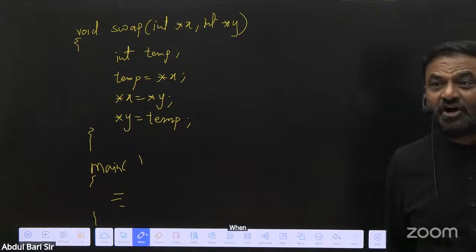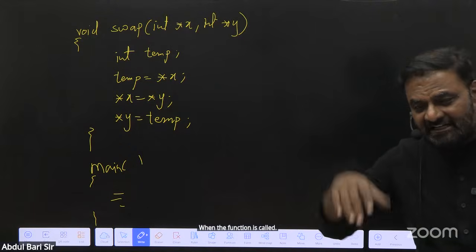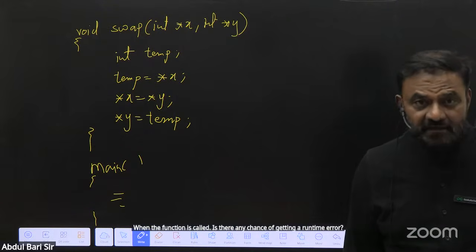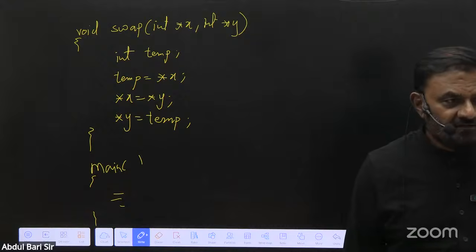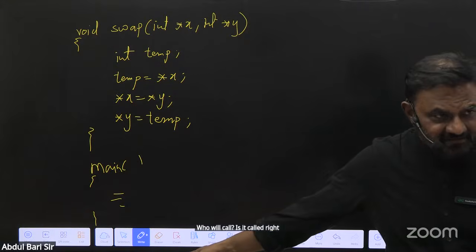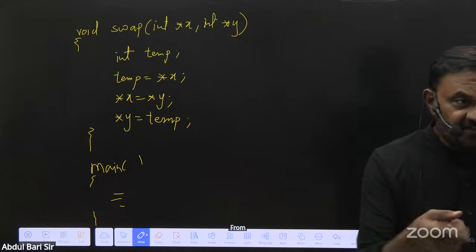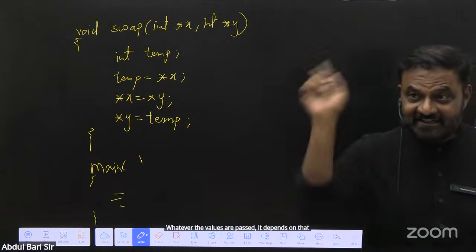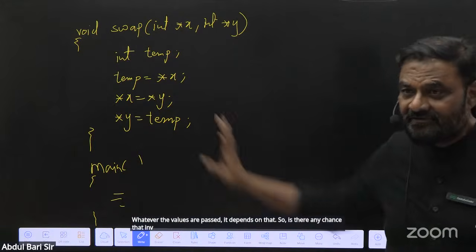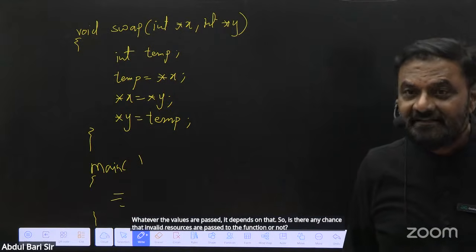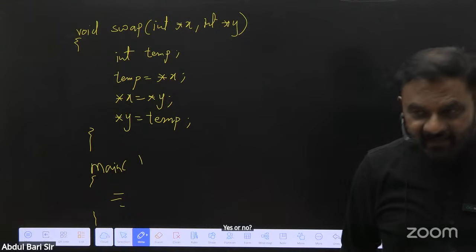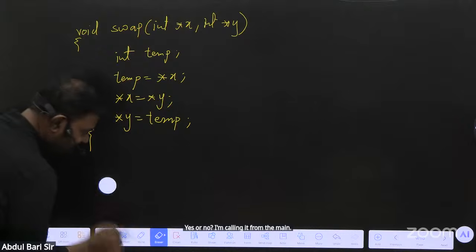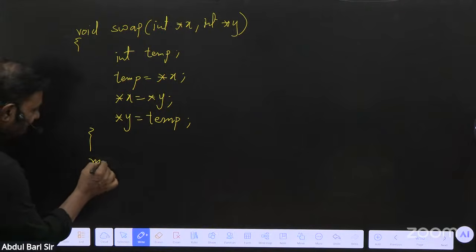When the function is called, is there any chance of getting a runtime error? Who will call? Is it called right now here? From wherever it may be called, there is a chance. Whatever values are passed, it depends on that. So is there any chance that invalid arguments are passed to the function or not? Yes or no? I am calling it from the main.